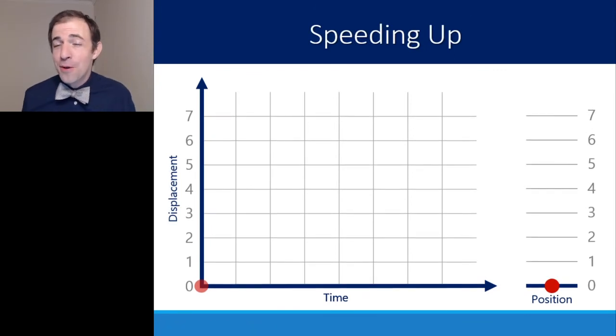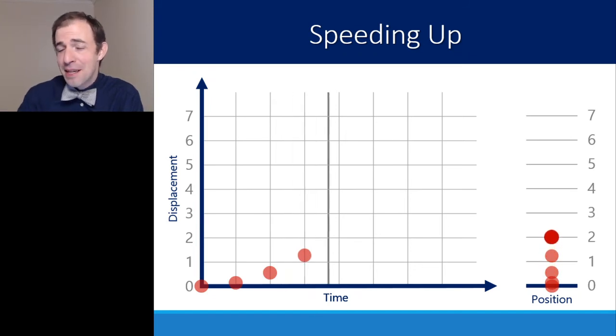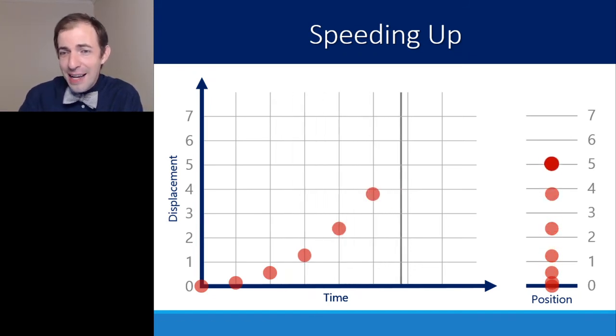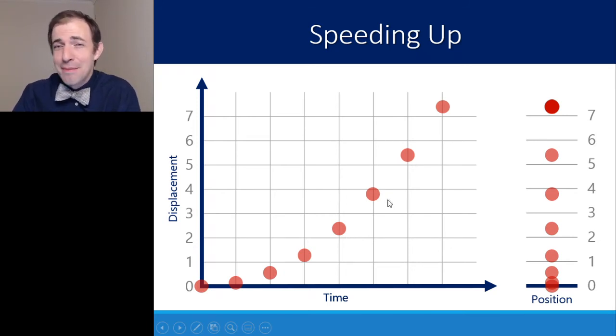I can also show something that's speeding up. So in both of those cases, it was moving at a constant 2 or a constant 1. But if it's speeding up, I'm going to see a bigger and bigger spacing in between pictures. If I track this out on a displacement versus time graph, I see that the distance that it travels, this vertical part, gets bigger and bigger for the same time interval.